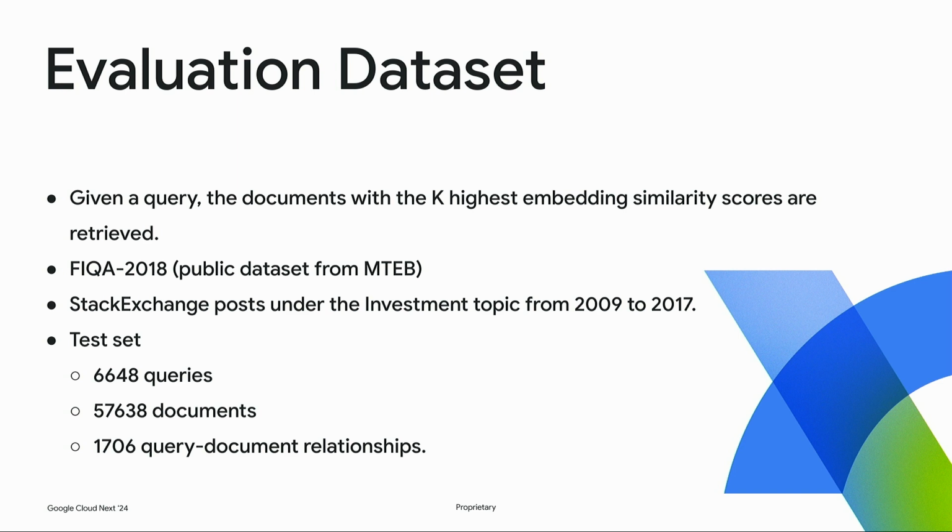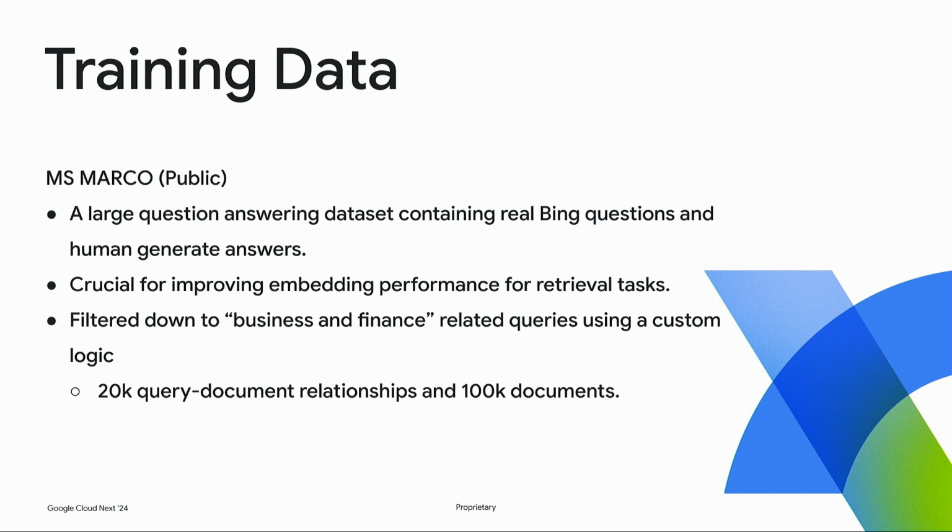As we said before, we're going to use the MTEB data set, and we're actually going to use a subset of that, which is the FIQA 2018, which is just focused on financial investment questions. These are Q&As from Stack Exchange. They're posts from 2009 to 2017. It's about 6,600 queries, 57,000 documents, and 1,700 document relationships. OK, so that's what we're going to evaluate against.